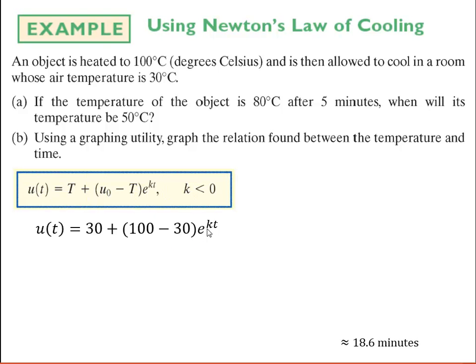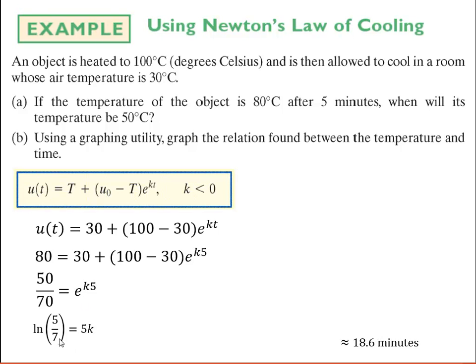My temperature decay. So I know that after 5 minutes, when T is 5 minutes, the temperature is 80 degrees Celsius. So if I plug that in, then I should now find K. So again, here we are solving an exponential equation. First thing I'm going to do is subtract the 30 over, and then I'm going to divide by the 70. So 80 minus 30 gives me 50, and then I'm going to divide by the 70 coefficient. Now I'll ln both sides, and then I'll divide the 5 over, and there's my decay rate.